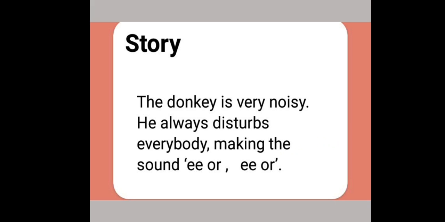Now, children, remember we learned the letter sound or in our previous class. So today, the donkey made the sound E. The other time, the donkey made the sound or. So you make the sound E. How do you make the sound?